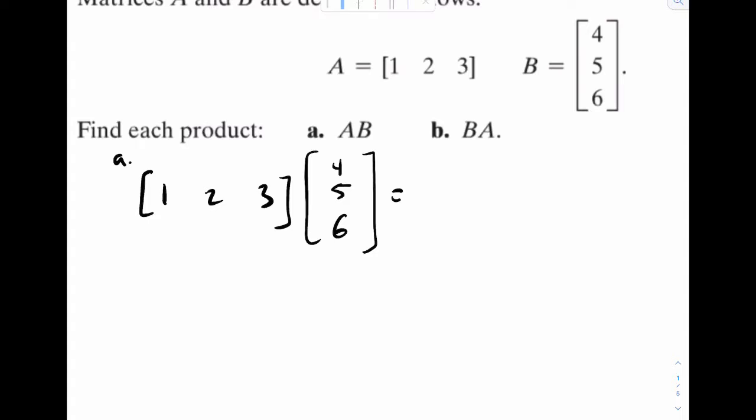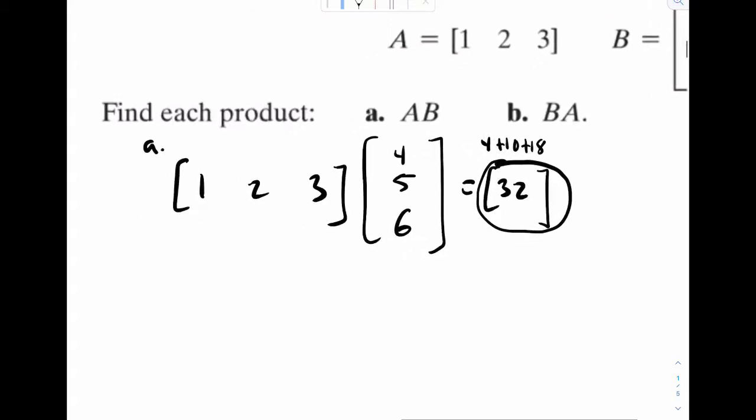Rows and columns, but in this one you'll notice there's only one row and only one column, which means there's only going to be a single number. So you do 4, this one, plus 10, plus 18. That would be, I'll write that out, 32. And that's your answer.